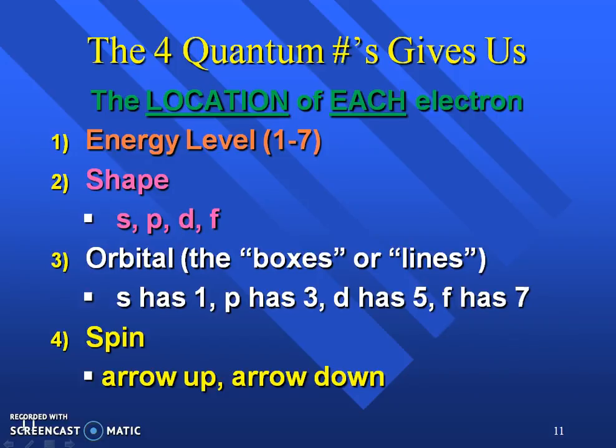And again, the last thing is spin, and that's where Pauli comes in and says, hey, these 2 electrons that are sharing that same orbital really are going to have opposite spin. One's going to spin this way, one's going to spin that way. And think about that. That kind of makes sense because they repel each other. They're both negatively charged, so those electrons are going to repel each other. So they're going to spin in opposite directions. And that's where that arrow up, arrow down comes in.